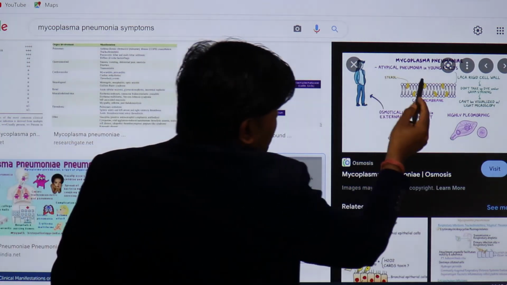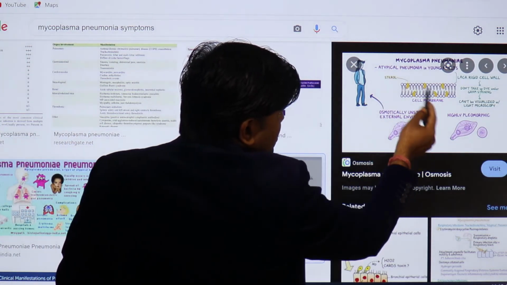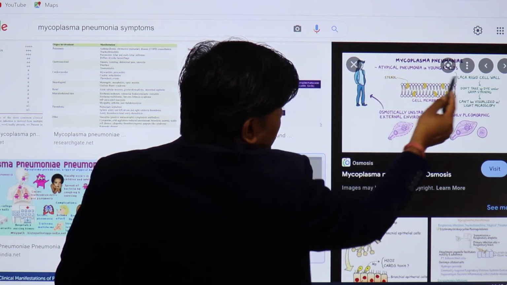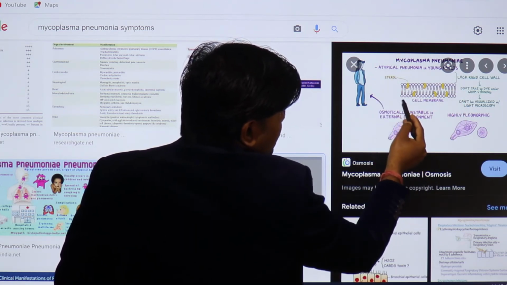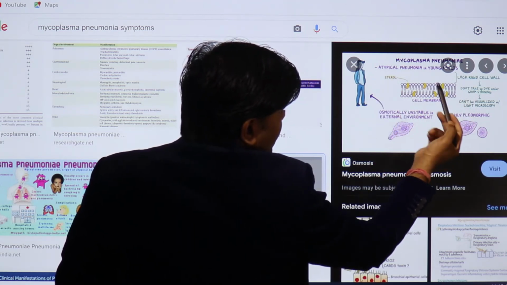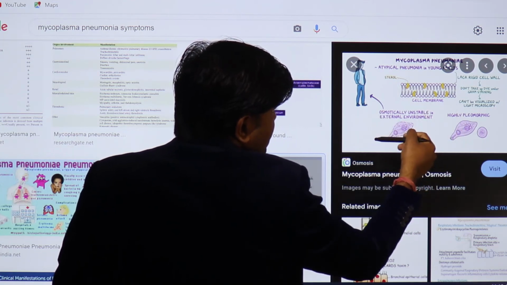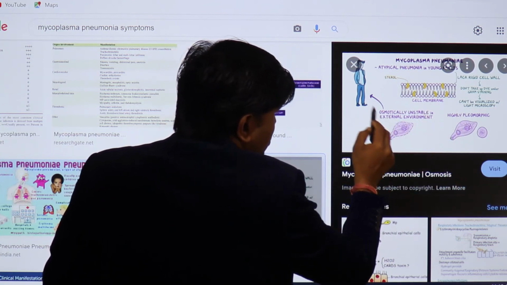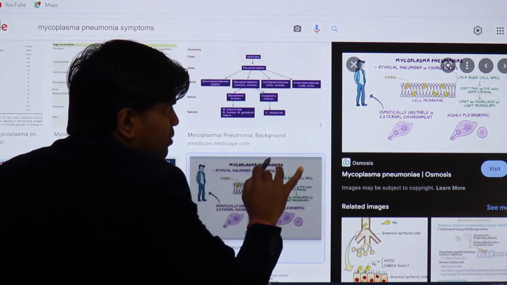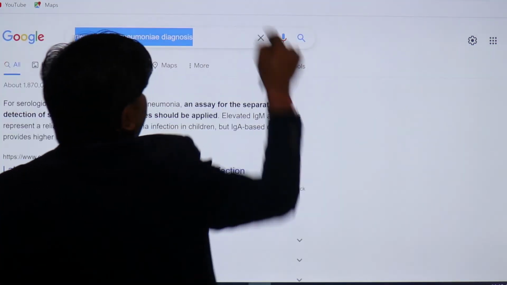Then you can see Mycoplasma pneumoniae causes atypical pneumonia in young adults. You see the cell membrane, there is no cell wall, and the cell membrane contains sterol. They don't take up the dye under Gram staining and cannot be visualized under the light microscope. They are osmotically unstable in the external environment and highly pleomorphic.